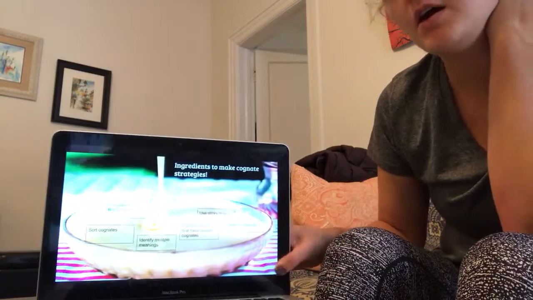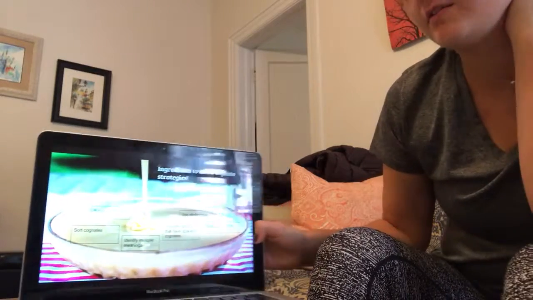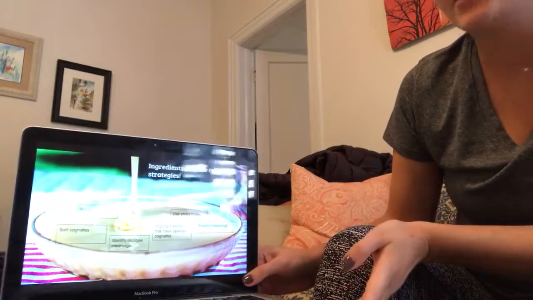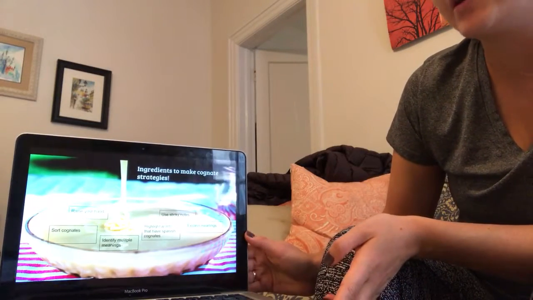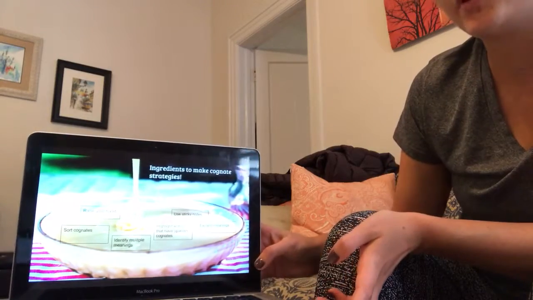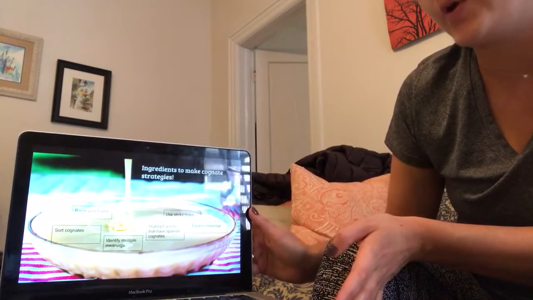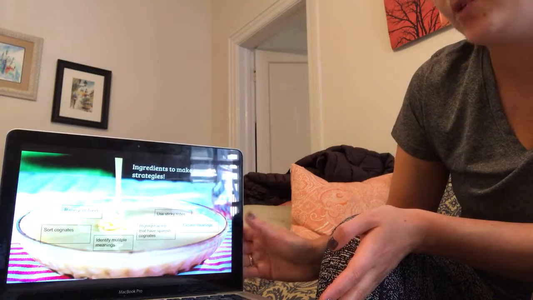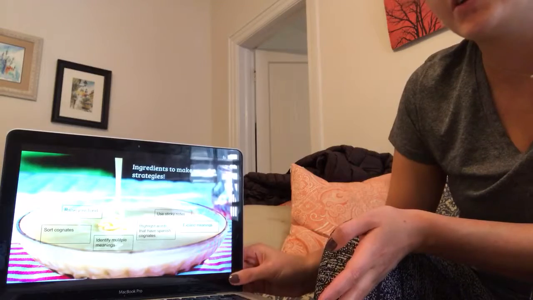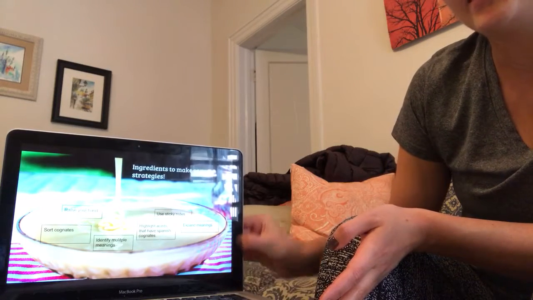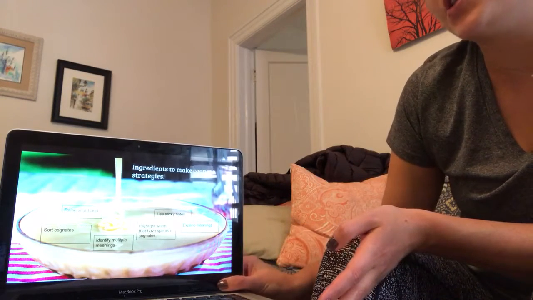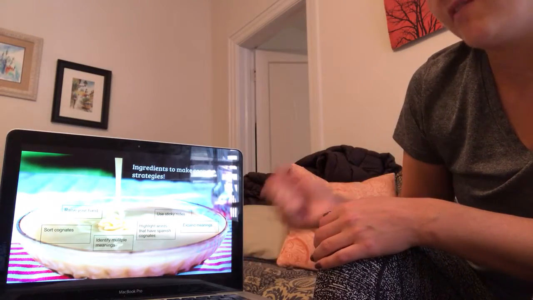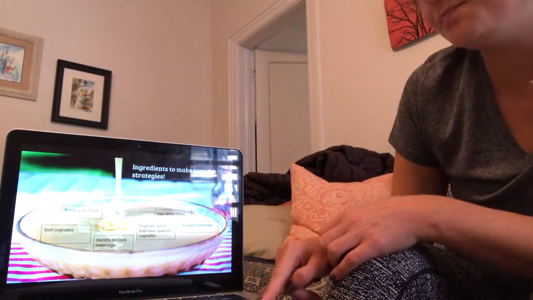So then here's my little picture, the white is hard to see, isn't it? The ingredients to make cognate strategies. You could have students raise their hand or sort the cognates, which would be more independent work. And then you could have them identify multiple meanings of the cognate. Use sticky notes, which I always love, because you could have them find cognates in the books that they're reading, or during shared reading, you could have them write them down on the sticky notes, and you could have them highlight words that have Spanish cognates.